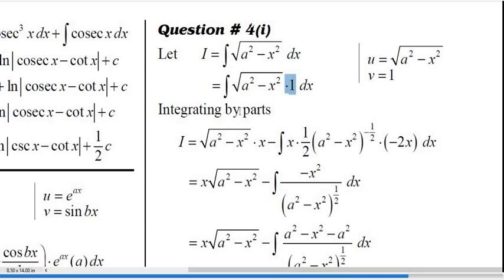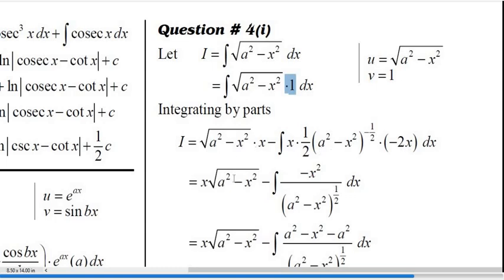Now applying integration by parts on these two. The first function is square root of a square minus x square as it is. Integration of 1 is x, minus the integration of the integral of the second function, which is x, times the derivative of the first function. Its derivative is, taking the power before the function, 1 by 2 and (a square minus x square) whole power minus 1 by 2, because 1 by 2 minus 1 is minus 1 by 2. And again the derivative of the inner function a square minus x square is minus 2x.